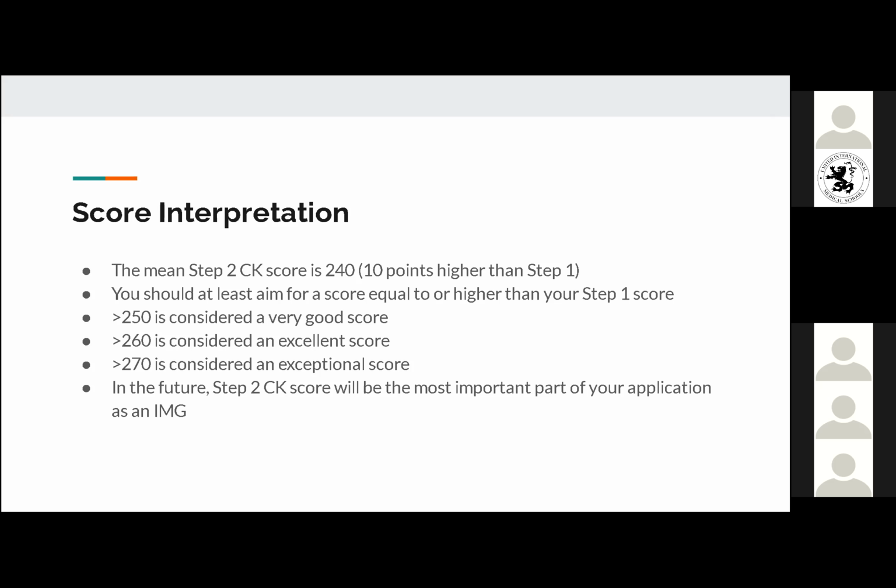And I think, in my opinion, in the future, the Step 2 CK score will be the most important part of the application as an IMG, because Step 1 will become pass-fail.